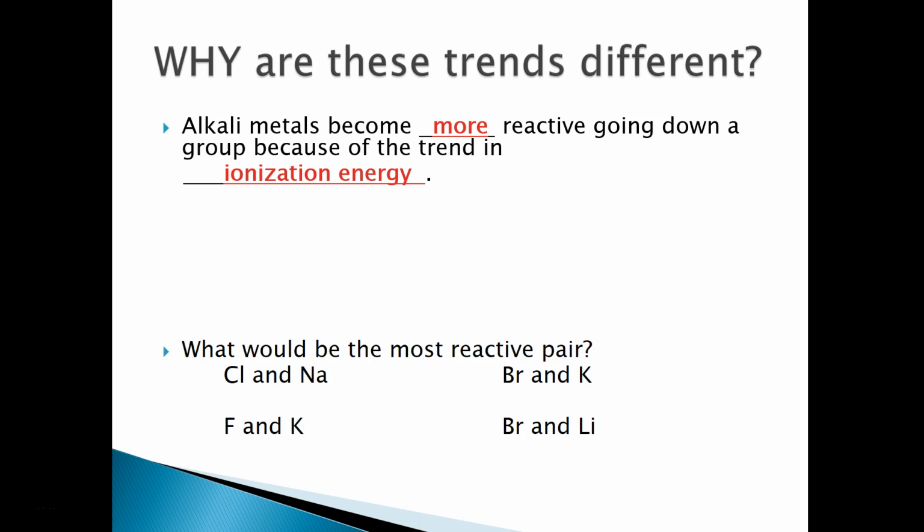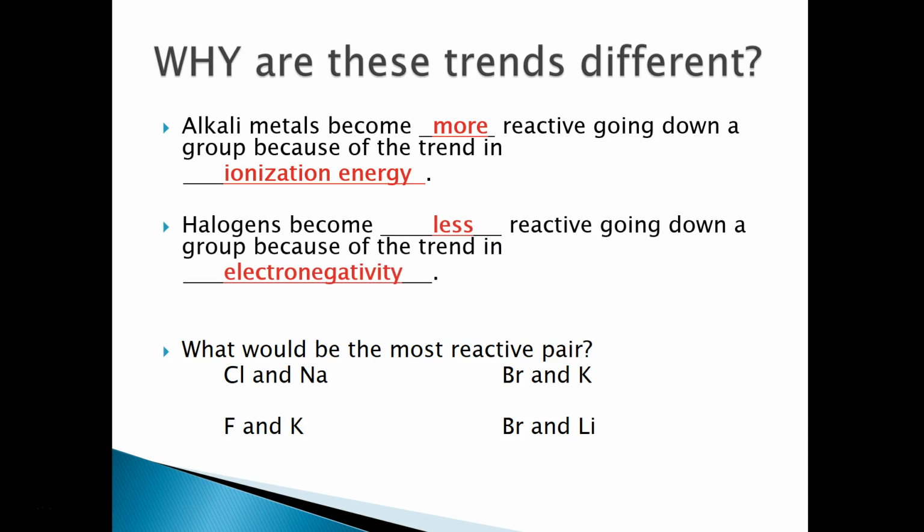All right, so summing up, why are these trends different? The alkali metals become more reactive going down because of the trend in ionization energy, and halogens will become less reactive going down a group because of the trend in electronegativity. So a popular multiple choice question on IB tests is they'll give you several pairs of metals and nonmetals and ask you what would be the most reactive pair. So what we're looking for here is the nonmetal with the highest electronegativity and the metal with the lowest ionization energy, or the halogen that's highest in the table and the metal that's lowest in the table. And in this case, fluorine and potassium have the greatest difference, so they would be the most reactive pair.